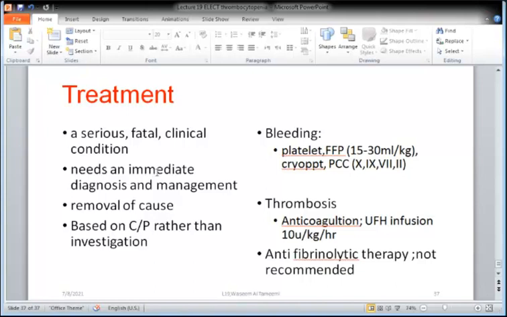It needs an immediate diagnosis and immediate management, removal of the cause, and treatment based on the clinical presentation. And the diagnosis should be very energetic, that whenever you suspect DIC in a patient, depending on the clinical picture, take your action to overcome this complication, because the time factor is very important in managing a DIC patient.